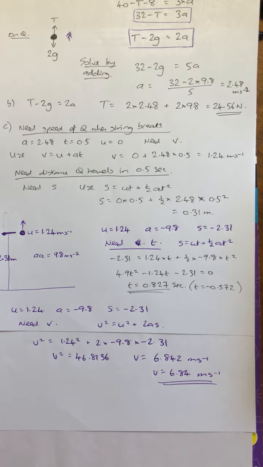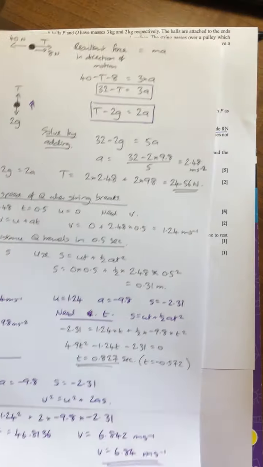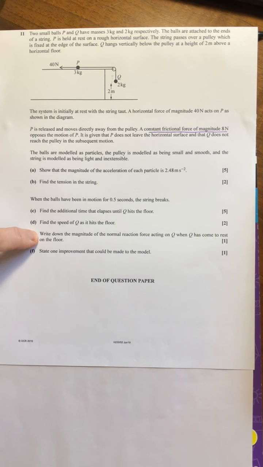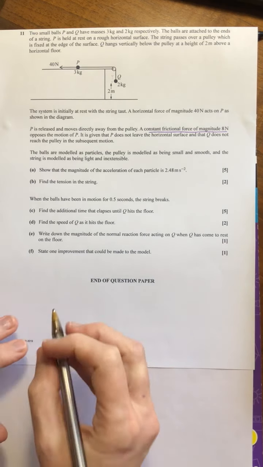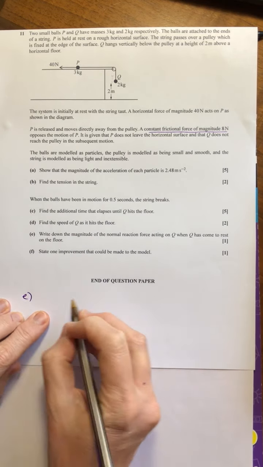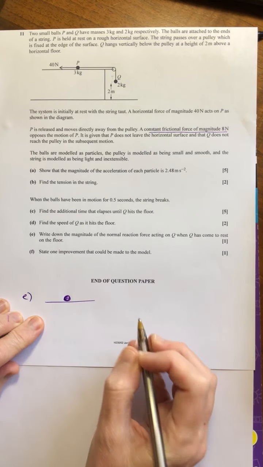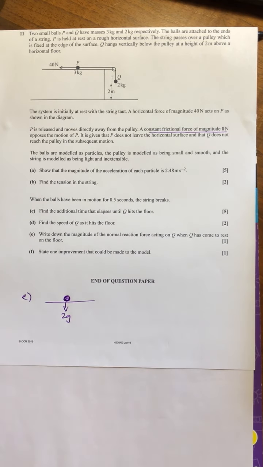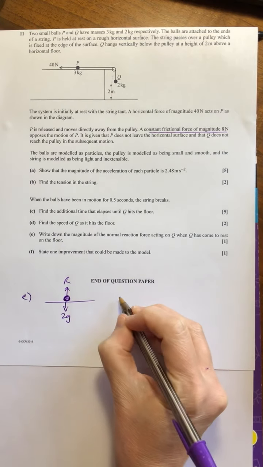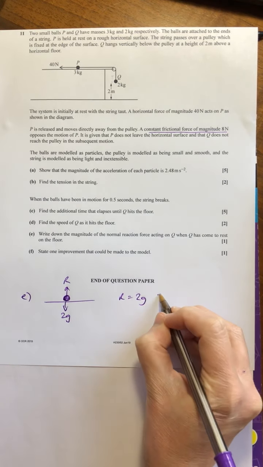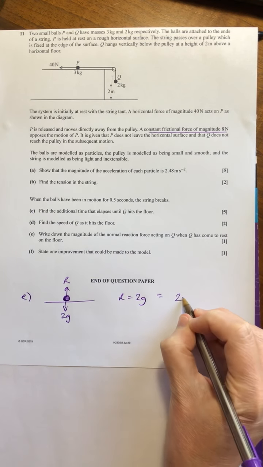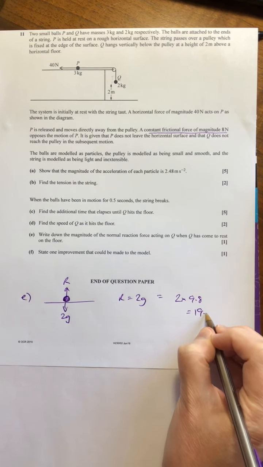Okay, and then we've just got a couple more little bits. It says, write down the magnitude of the normal force reacting on Q when Q has come to rest on the floor. When Q has come to rest on the floor, there it is, sitting there. The only force that's acting is its weight. The normal reaction force, because it's in equilibrium, is just going to balance that. So R is simply equal to 2g. It was just 1 mark. It's just wanting you to work out 2 times 9.8, which is 19.6.